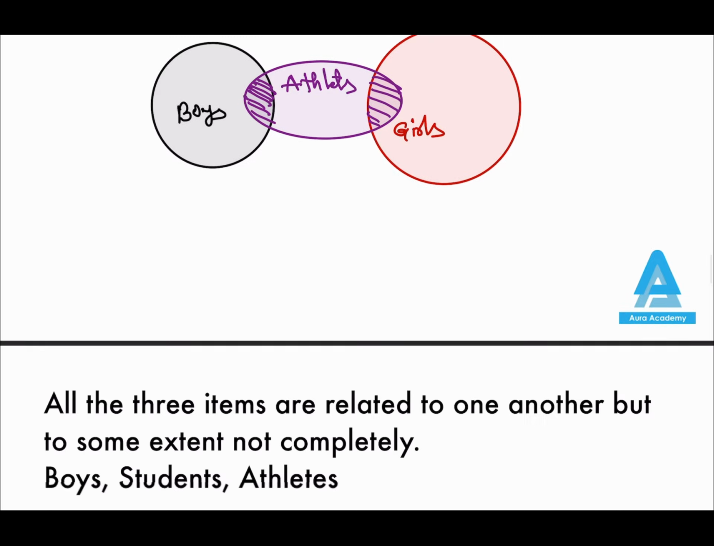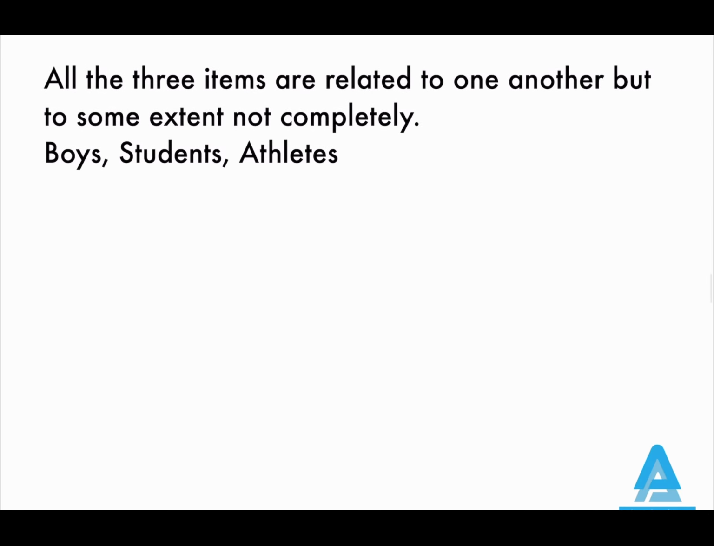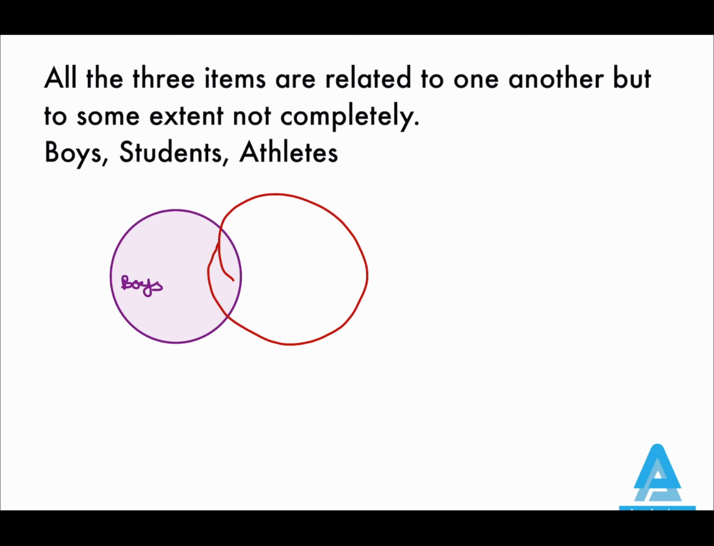Now, all three items are related to one another, but to some extent and not completely. So in this case, suppose boys are students, but not all students are boys because there are girls also. So represent students by this.